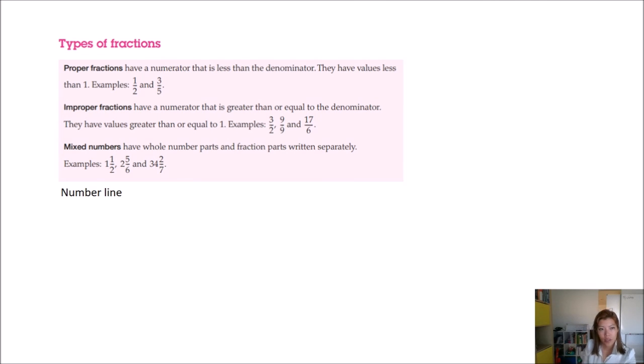So these are the things you need to remember. Proper fractions, where the numerator is smaller than the denominator, or the top number is smaller than the bottom number. Improper fractions, that means more than 1. So the top number is bigger than the bottom number, or the numerator is bigger than the denominator. And we have mixed numbers, another way to write improper fractions, where we have the numbers and a little proper fraction. And don't forget that we also have to be familiar with number line.